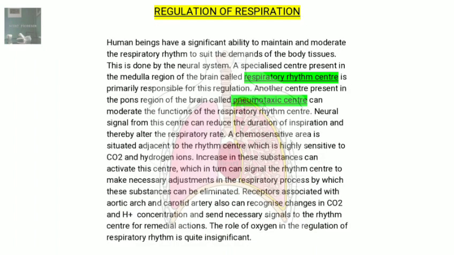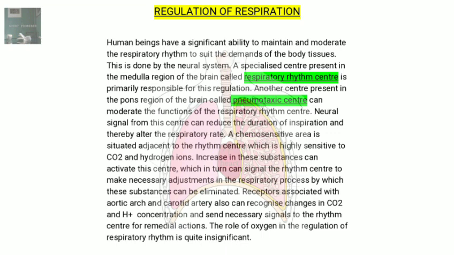Regulation of respiration. Human beings have a significant ability to maintain and moderate the respiratory rhythm to suit the demands of the body tissues. This is done by the neural system. A specialized center present in the medulla region of the brain, called respiratory rhythm center, is primarily responsible for this regulation. Another center present in the pons region of the brain, called pneumotaxic center, can moderate the functions of the respiratory rhythm center. Neural signal from this center can reduce the duration of inspiration, and thereby alter the respiratory rate.